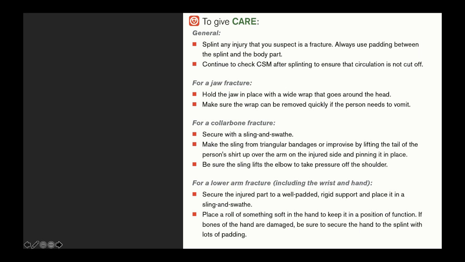In general, splint any injury that you suspect is a fracture, if there's any chance that there is a bone break or a fracture, right? And always continue to check those CSMs. For a jaw fracture, hold the jaw in place with a wide wrap that goes around the head. Make sure that the wrap can be removed quickly if the person needs to vomit.